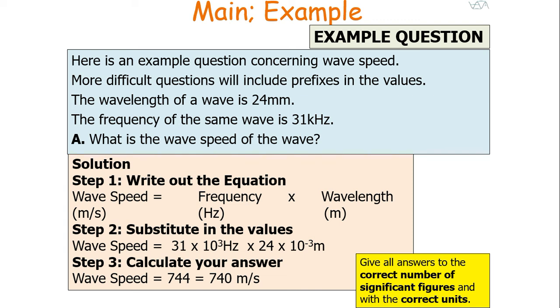You substitute in the values, but you've got to convert your prefixes. So kilo means 10 to the 3, so 31 kilohertz becomes 31 times 10 to the 3 hertz. Milli means 10 to the minus 3, so 24 millimeters becomes 24 times 10 to the minus 3 meters. You then calculate your answer and you get 744. But you've got to firstly put your unit on your answer, meters per second, and secondly, give it to the correct number of significant figures. Now there's 2 significant figures in the question, so give your answer to 2 significant figures, so 744 becomes 740 meters per second.